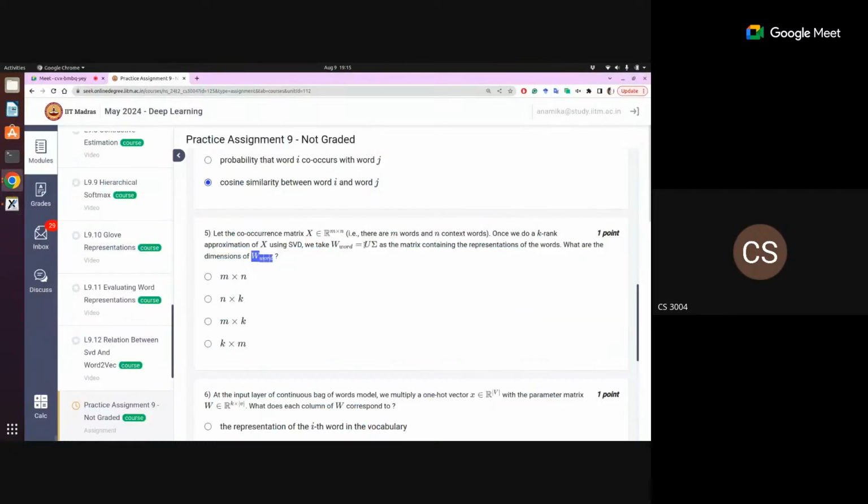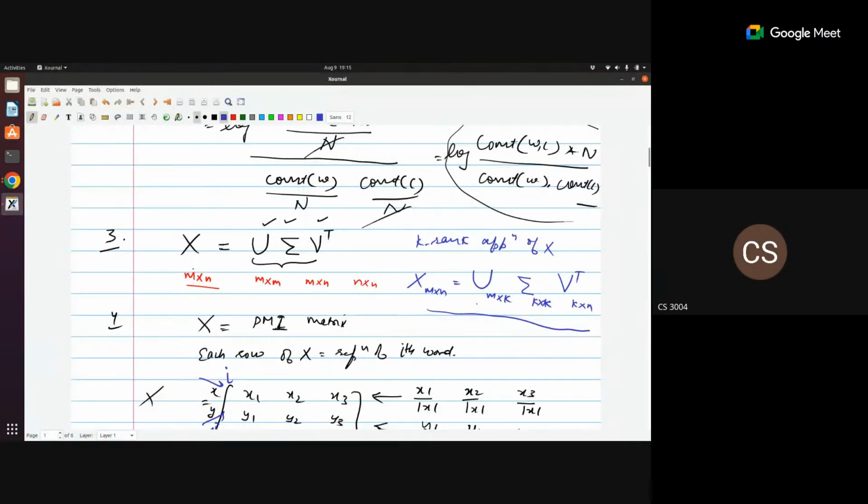What are they asking? W word is U sigma. What are the dimensions of W word? So U sigma is going to be this, and the dimensions are going to be M cross K.